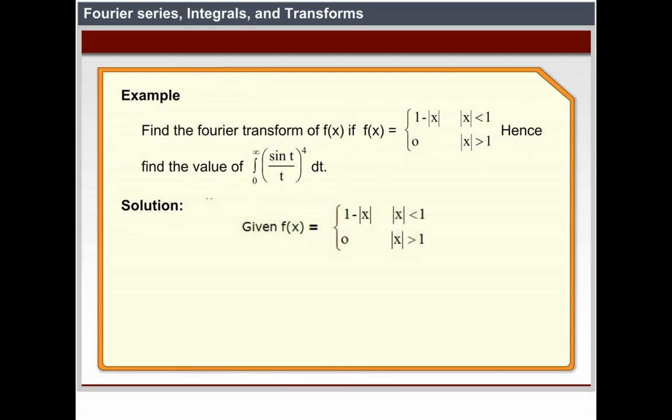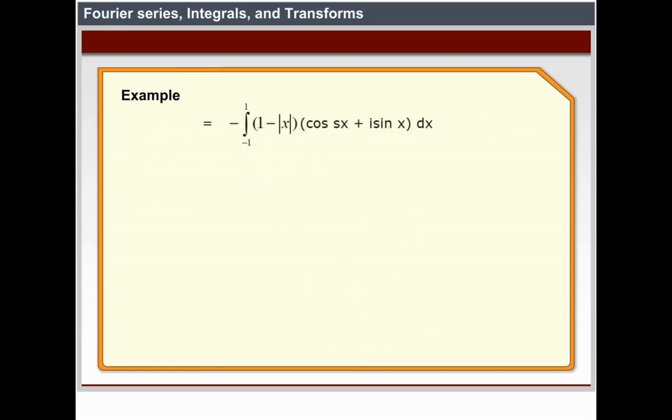Solution. Given f(x) = 1 - |x| for |x| < 1, and 0 for |x| > 1. The Fourier transform F(s) is the integral from minus infinity to plus infinity of f(x) e^(isx) dx, which equals the integral from -1 to +1 of (1 - |x|) e^(isx) dx, which equals the integral from -1 to +1 of (1 - |x|)(cos sx + i sin sx) dx.